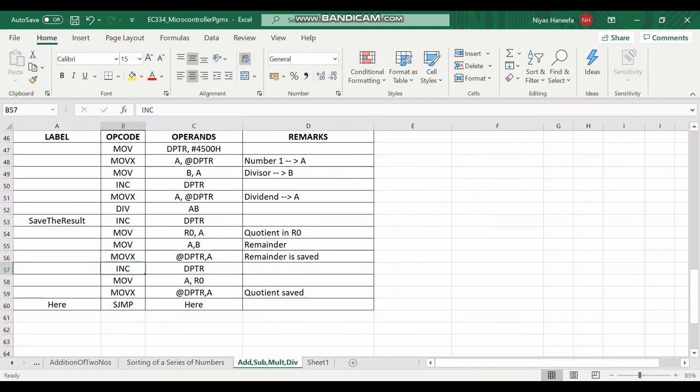DPTR is incremented. Now we need to get the quotient. But when I move the remainder, A was having the quotient after performing the division. When I move B to A, the quotient becomes overwritten with the remainder. So for that, I have written another instruction above it to save the quotient: move R0 comma A. So we are having the quotient in R0. Then we move the remainder B to A. We saved that remainder. DPTR pointed to the next location. We got back the quotient, retrieving it from R0. Then the quotient is saved in that location. So this is the program.